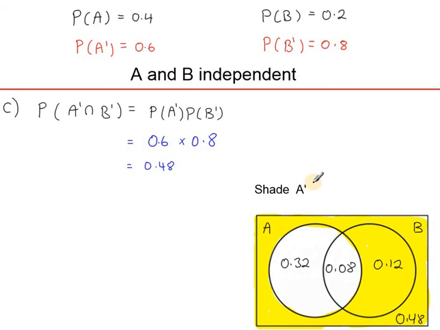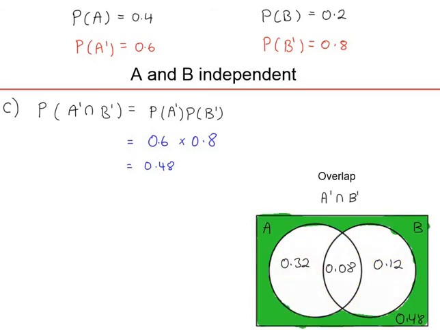So A dash, so everything that's not in A has been shaded. B dash, so everything not in B has been shaded. So just going backwards and forwards between the two, identify the region that's common to both, where they both overlap, and that's this region around the outside. So everything in green now is not in A and it's not in B.